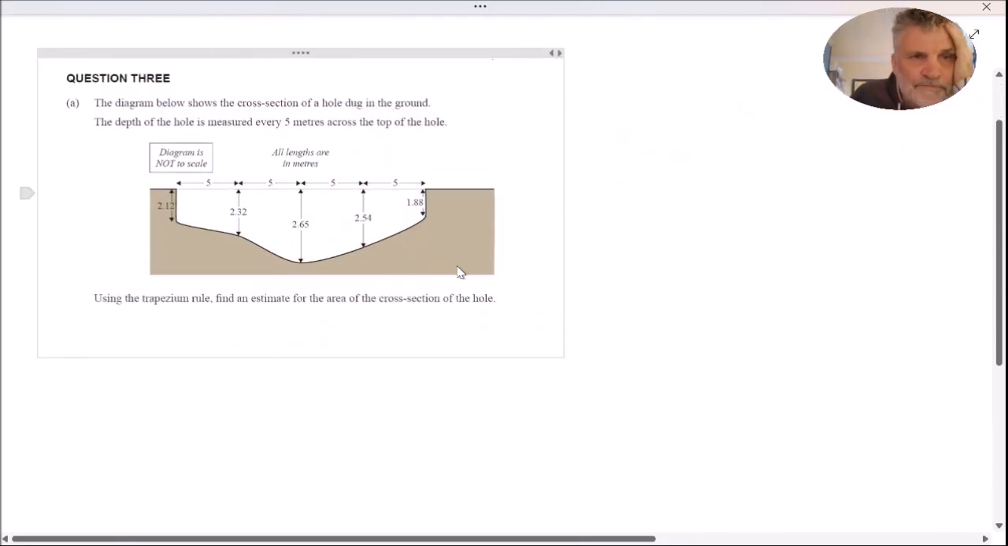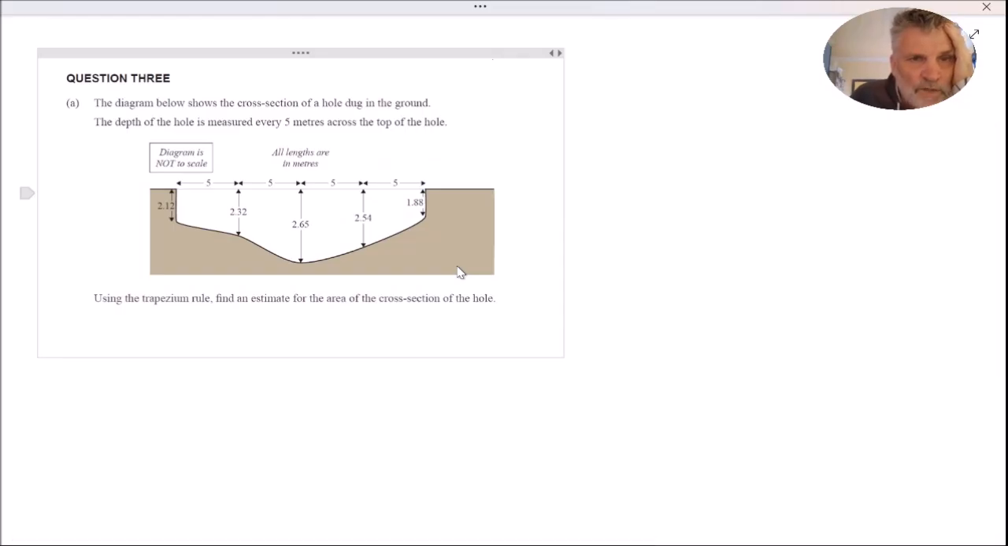Find the shaded area. Question 3. The diagram below shows the cross-section of a hole dug in the ground. The depth of the hole is measured every 5 meters across the top of the hole. Using the trapezium rule, find an estimate for the area of the cross-section of the hole.